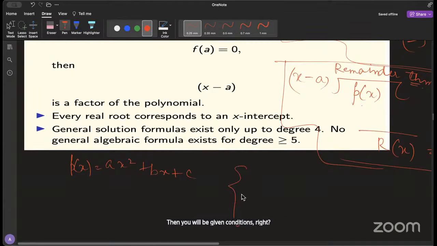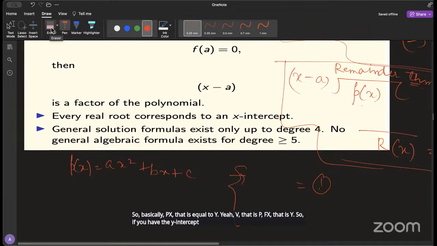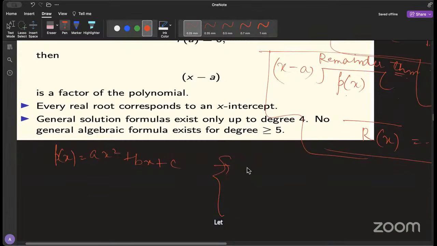There are questions like that, where you're given some conditions, right? Like the slope of this function at this point is this. This is one condition given. Then some other condition is also given, right? So you'll be given such things. Basically P of x is equal to y. So if you have the y-intercept, that is, if you got the coordinate y, then you can find out the a like that.